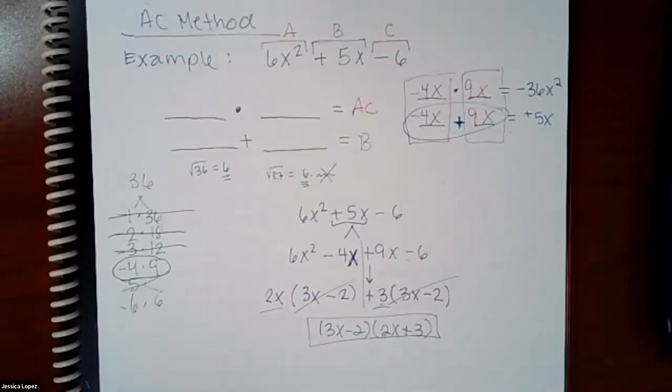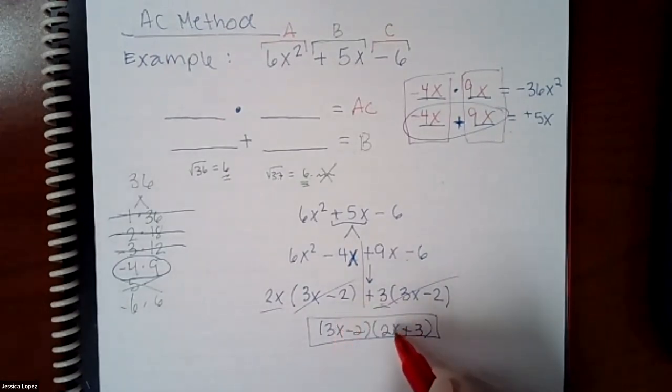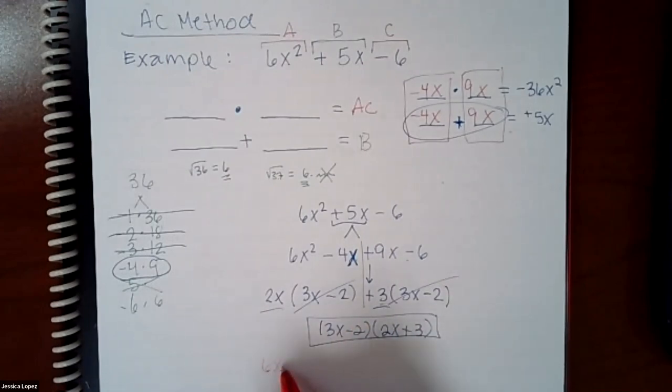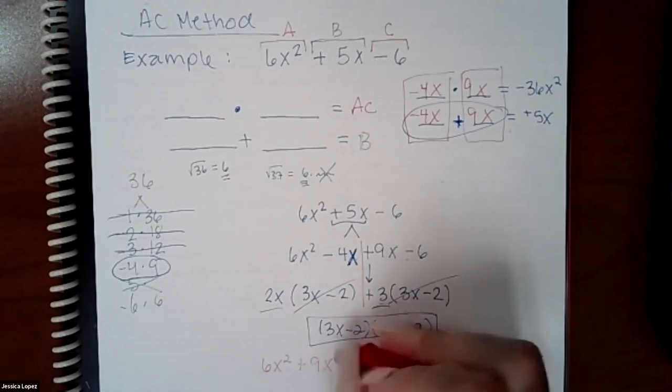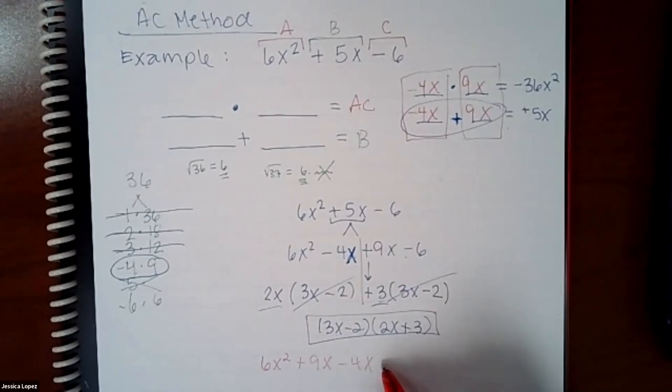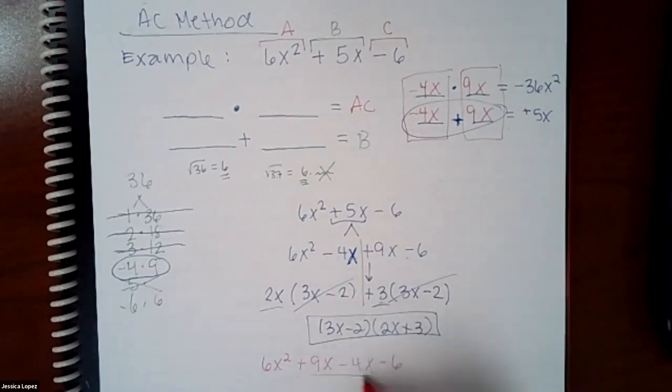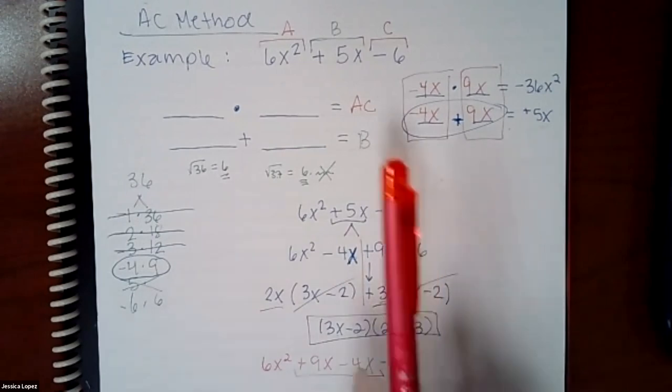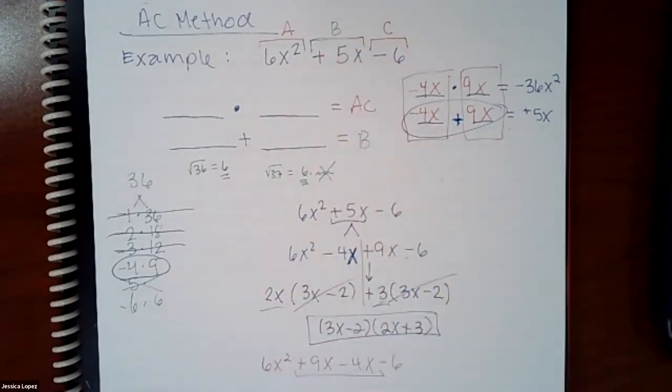And so this is the factorization for that problem that we were given at the beginning. If you don't believe it, or you just want to be sure that you did it correctly, you can FOIL this. So 3x times that is going to be 6x squared. 3x times this is going to be positive 9x. Negative 2 times 2x is going to be negative 4x. And then negative 2 times positive 3 is going to be negative 6. And if I combine these like terms in the middle, I do get that positive 5 that they have in the middle up there. So it is correct. Okay. So that's the whole AC method played out.